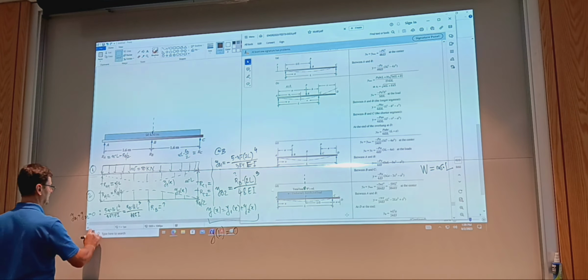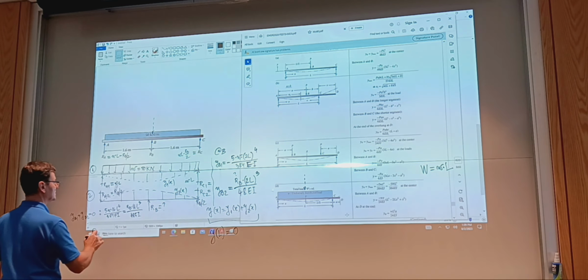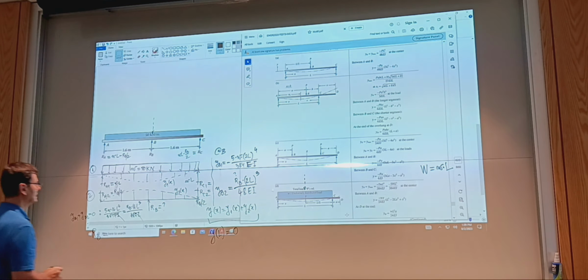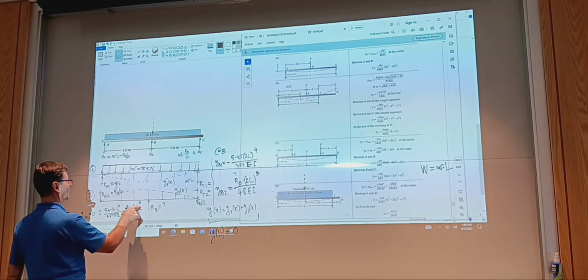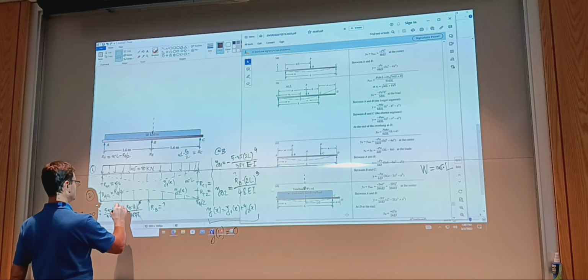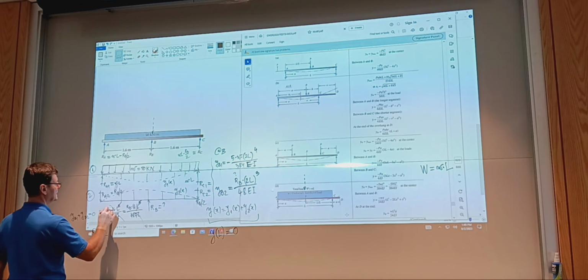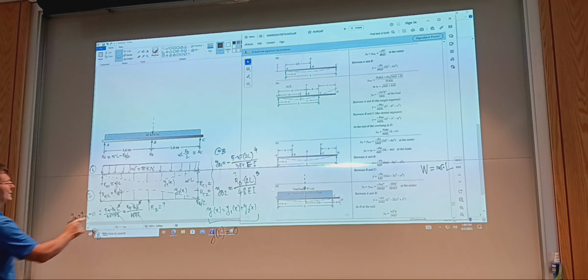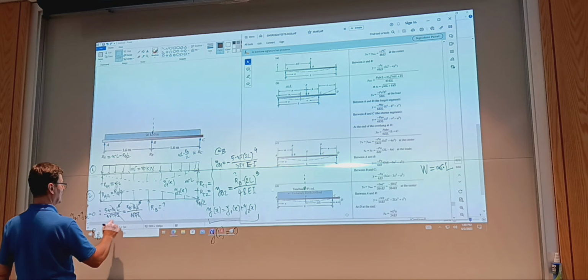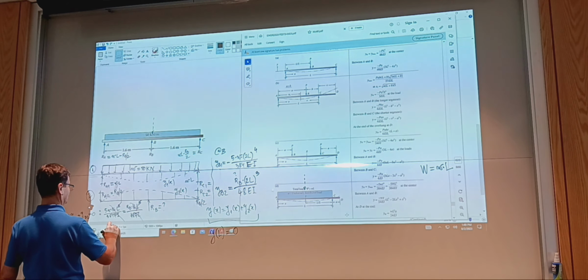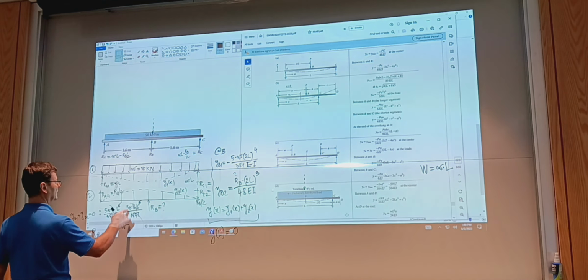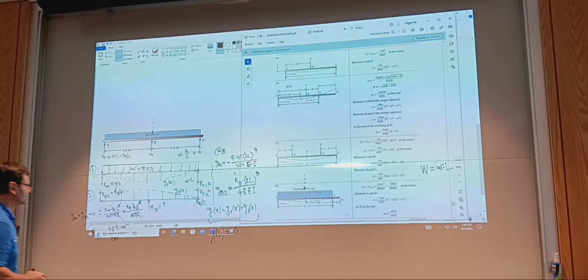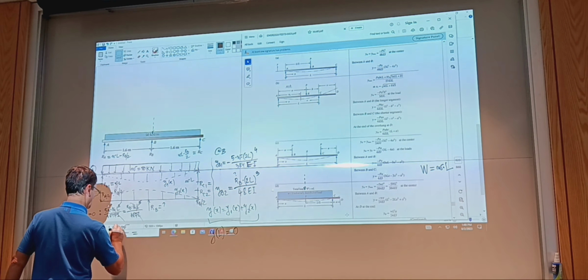Okay, so what is RB from these two equations? Well, firstly, I have an L to the power 4 here and an L to the power 3 here. This goes out with this one. 16 goes out. So RB is going to be 48 times 5 times lowercase w over 384. Okay? So let's see what this is equal to.